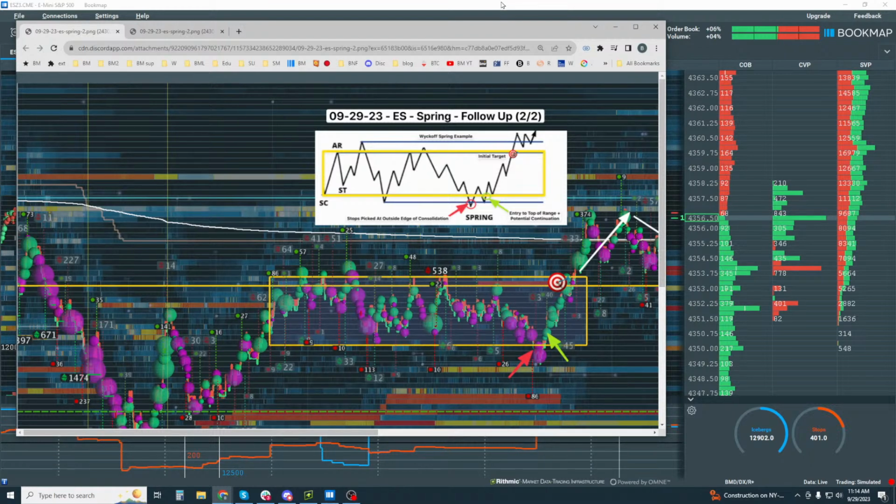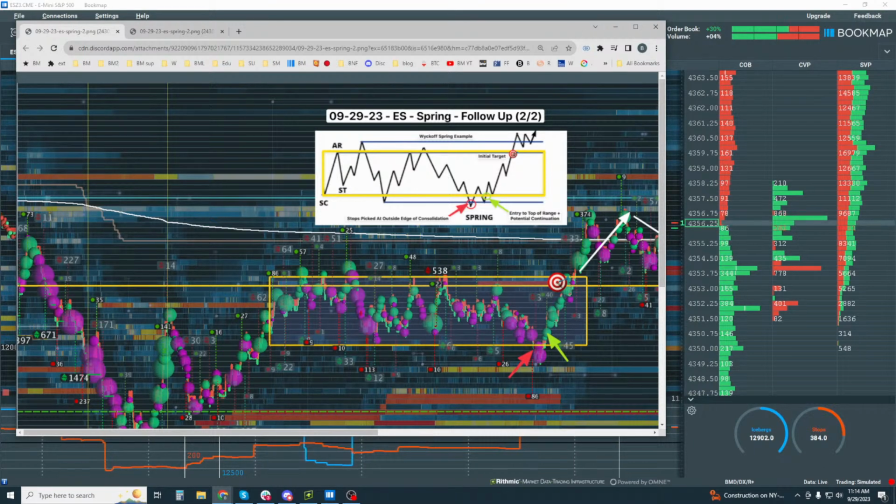Yeah, it's really great stuff. And it's even better if it comes from strength to begin with. Like this was a move up, and then this back and forth. Here's your move down, your trap. There's your spring, back up to the top of the range, takes them off, look for a continuation.